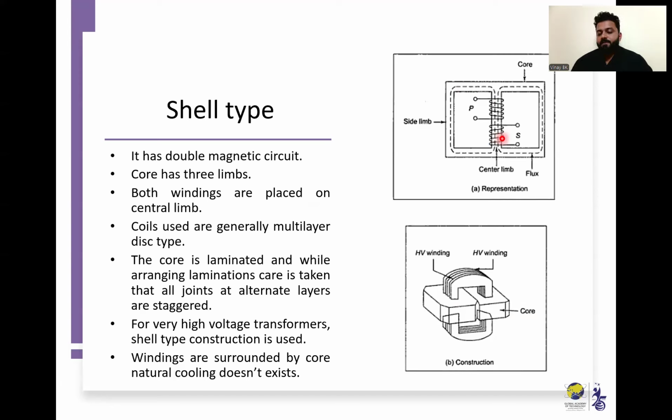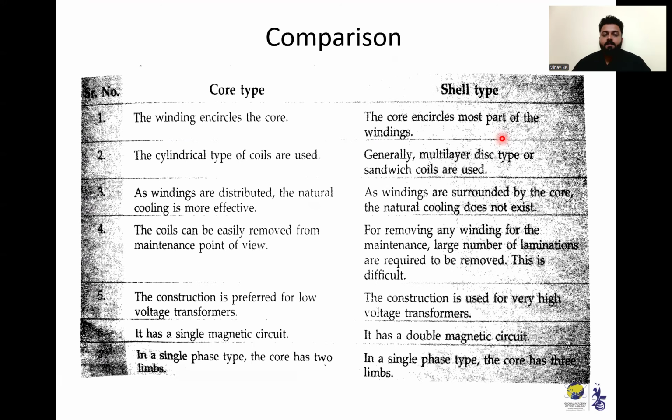So here the windings are surrounded by the core. In case of core type, the winding encircles the core, while in shell type, the core encircles most of the winding. The cylindrical type of coils are used for core type, while here multi-layer disc type or sandwich coils are used for shell type.